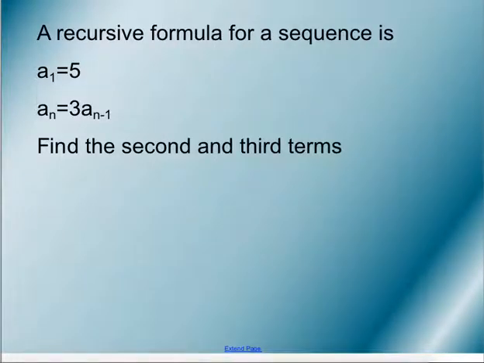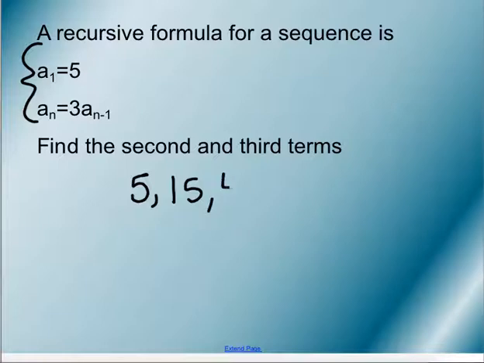Let's do a couple more examples. A recursive formula for the sequence is a sub 1 equals 5, and a sub n equals 3 times a sub n minus 1. Meaning all I need to do is say, well, every term that I had before, I need to multiply by 3. So if my first one is 5, then I need to multiply by 3 to get 15, multiply by 3 to get 45, and those are my second and third terms.